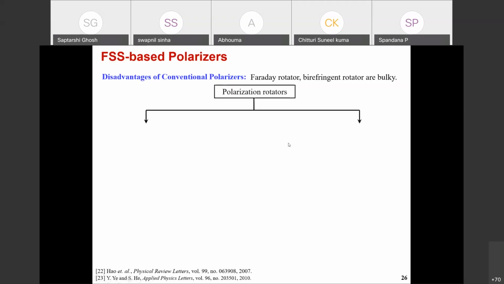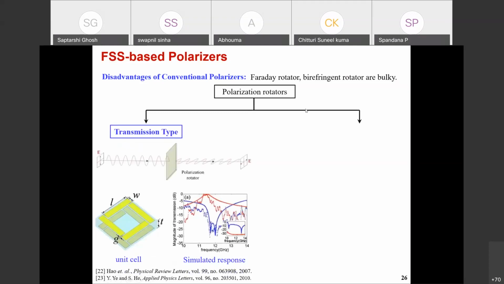And those polarization rotators you can consider to be of two types. One is the transmission type polarizer, another one is the reflection type polarizer. What do we mean by the transmission type polarizer? As the name suggests, the electric field is incident on a structure, and after incidence it gets transmitted in the opposite polarization direction. So if it comes in vertical polarization, after interacting with the structure, the transmitted wave will be polarized in the horizontal direction. So let's consider this initial geometry in a periodic structure.